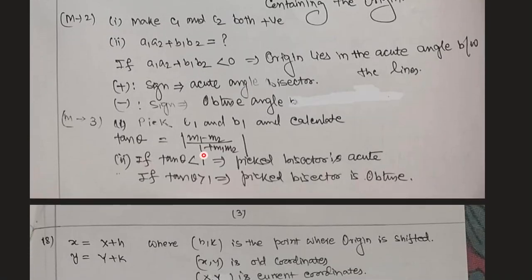Third method is there. You choose any perpendicular bisector and any straight line and calculate the angle between them. If the angle is less than 45 degree, then you are getting the acute angle bisector. If the angle is more than 45 degree, then you are getting the obtuse angle bisector.